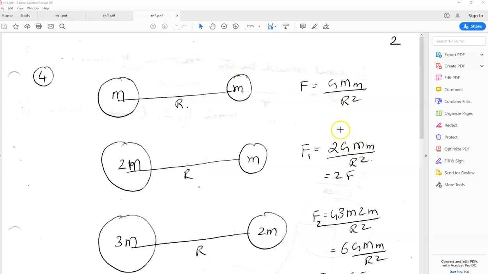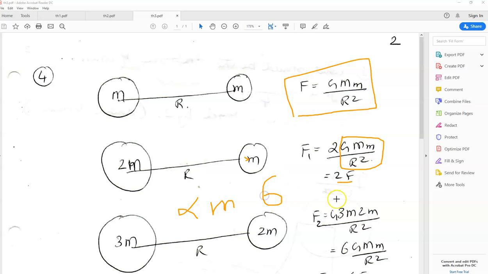Now we know that GMm/r² is the force when both masses are the same. So I can say that the force of attraction between these two is 2 times the force when the masses are the same. Likewise, I've increased one mass to 3m and the other to 2m, and when you substitute here, you end up getting 6 times. So keep in mind, the force of attraction is proportional to the product of the masses. Now this product is increased 3 times and 2 times, so 3 times 2, the force will increase by 6 times.